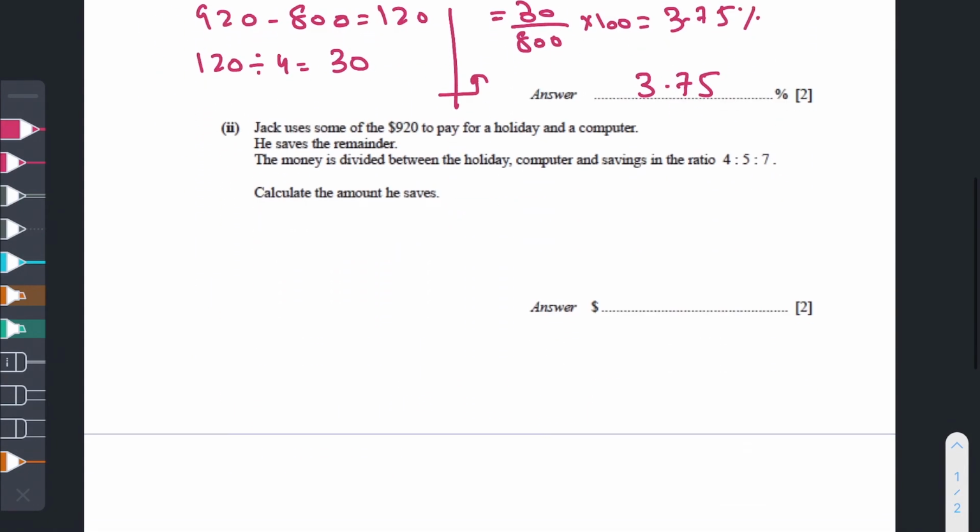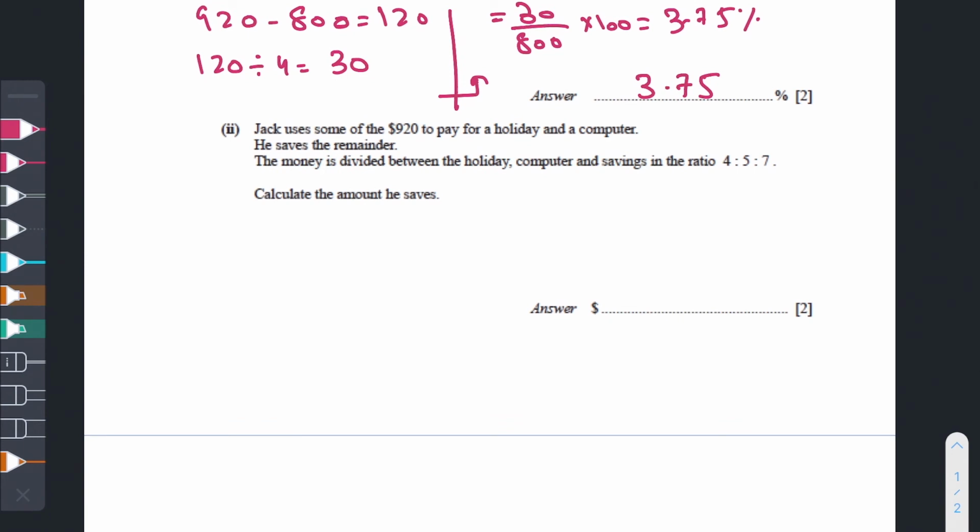The next part says, Jack uses some of the $920 to pay for a holiday and a computer. He saves the remainder. The money is divided between the holiday, computer and savings in the ratio 4:5:7. Calculate the total amount he saves. First thing you have to do is, if you look at 4, 5 and 7, these are the total parts that he is spending his money in. So you add 4 plus 5 plus 7. There are 16 total parts which are actually dividing $920.